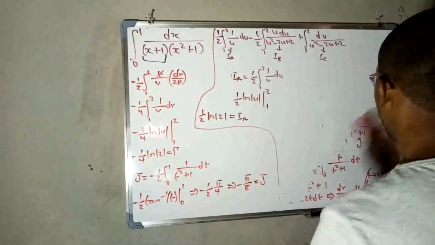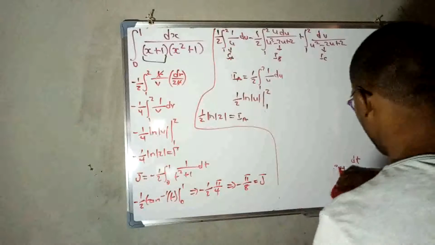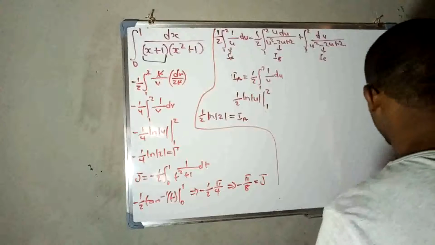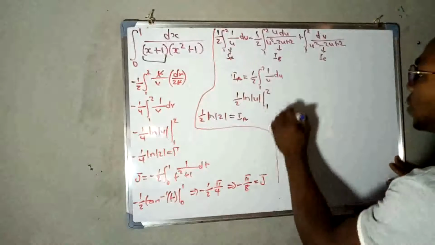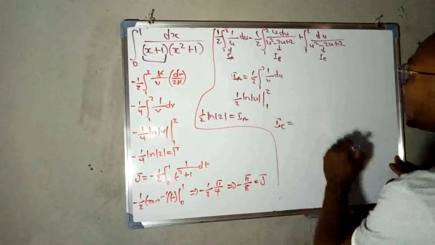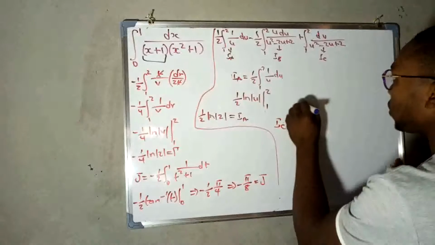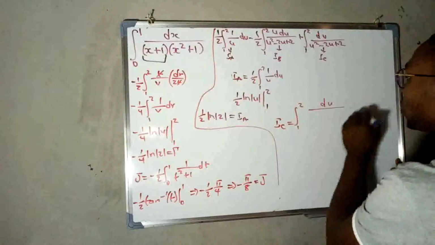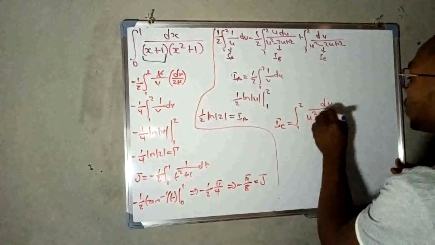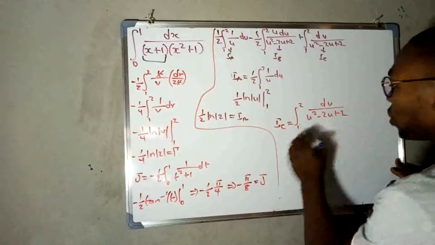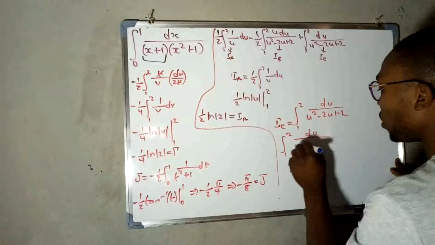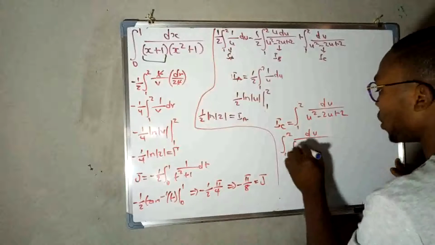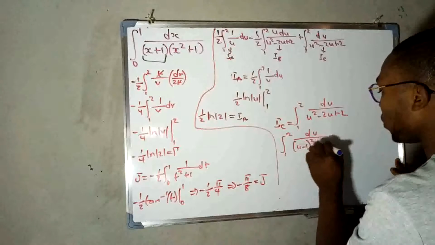Yeah, let me just clean this off. So we evaluate for our IC. We are having my integral from 1 to 2 of du over u squared minus 2u plus 2. So we're having my integral from 1 to 2, I have my du over bracket u minus 1 squared plus 1.